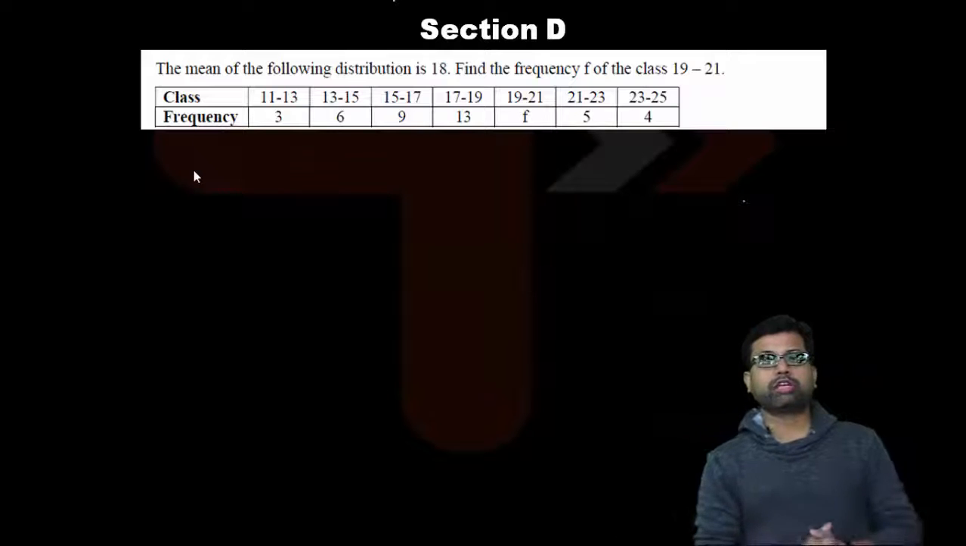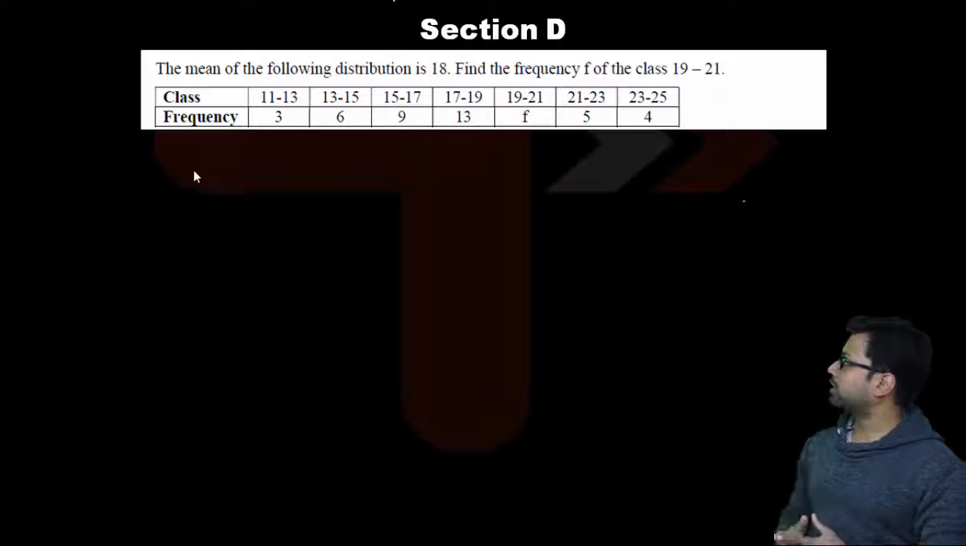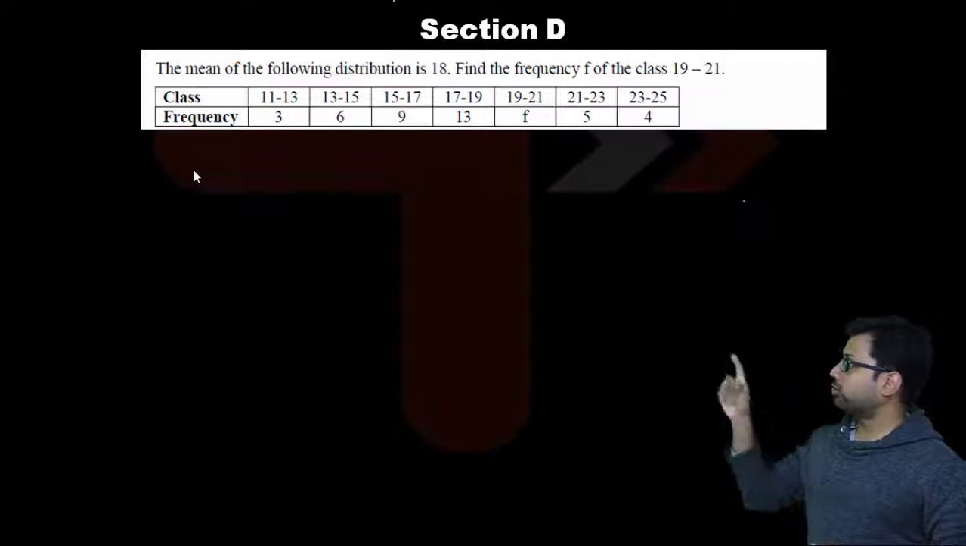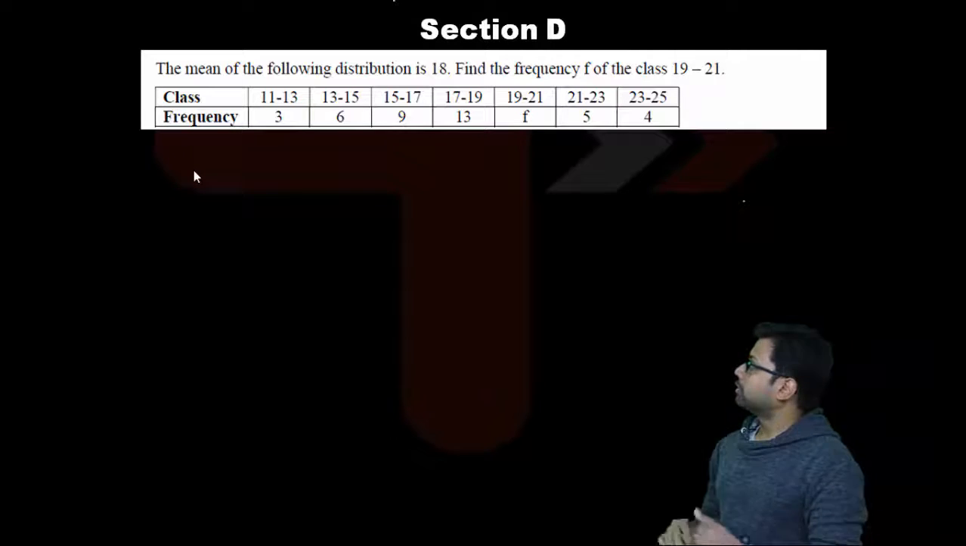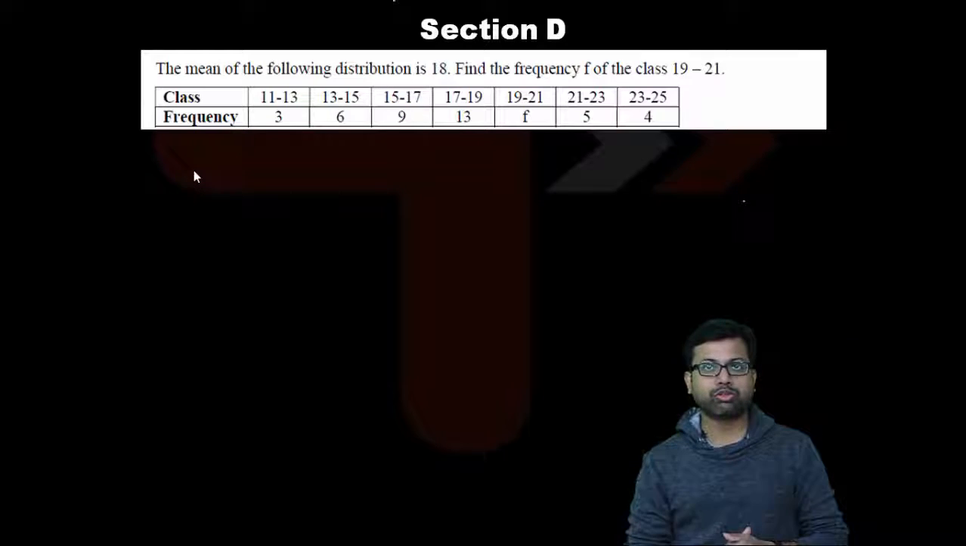Okay, so the next question is related to stats. So what it says is that there are certain classes given, class intervals given, and you have a few frequencies, and one of the frequencies is missing. The mean is given, and we have to find out the missing frequency. So this is how you do it.